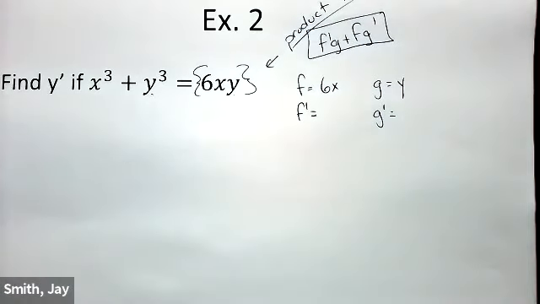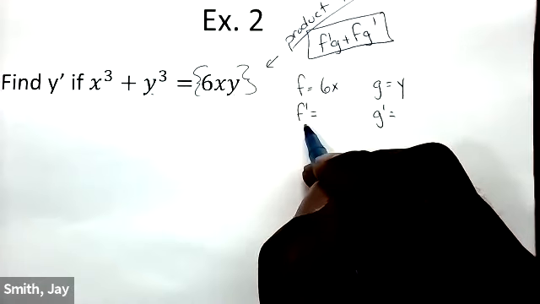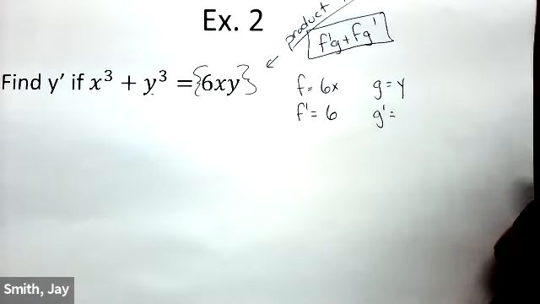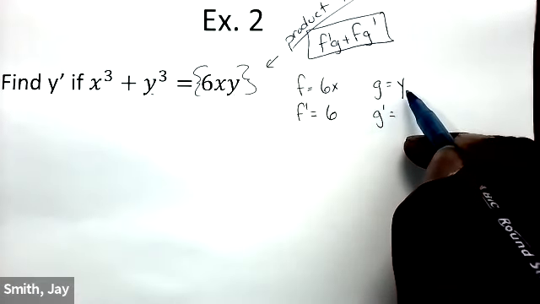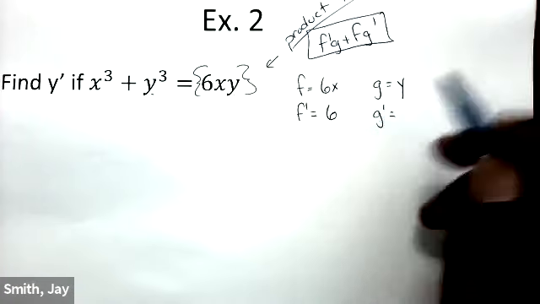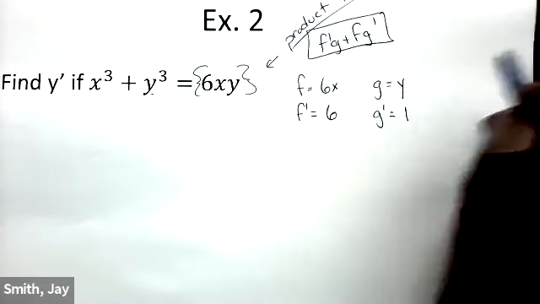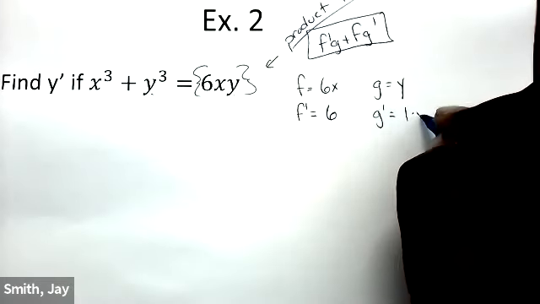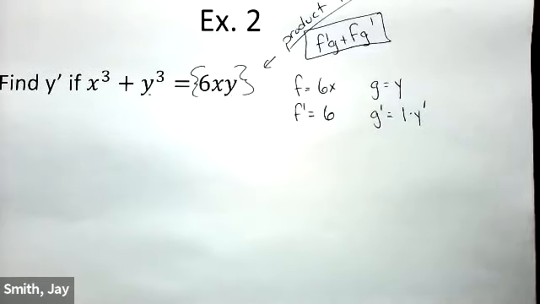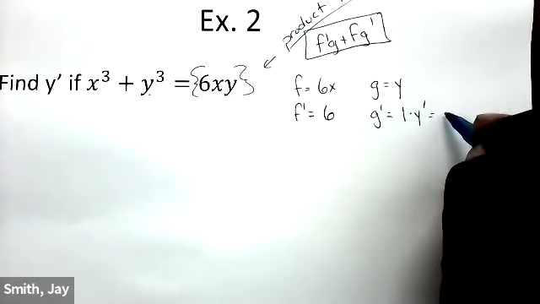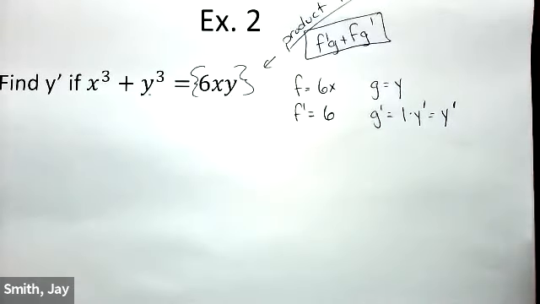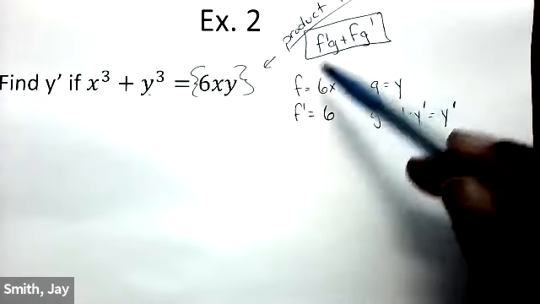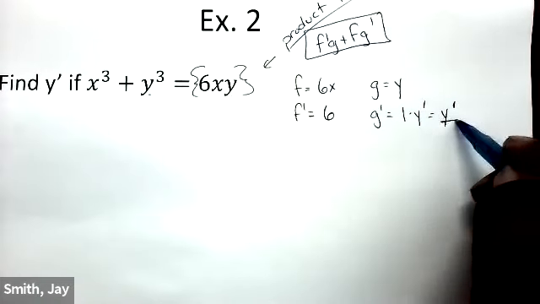So given that f is 6x, f prime, or the derivative of f with respect to x, would just be 6. Given that g is y, the derivative of g with respect to x, the derivative of y, would be 1. But remember, because we're solving this implicitly, anytime we take the derivative of something defined by y, we must attach a y prime. All right, and 1 times y prime, we could just look at that as y prime itself. So we have f is 6x, g is y. We found f prime is 6, and we found g prime, which is y prime.